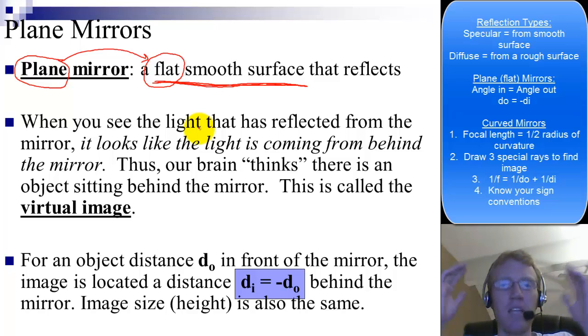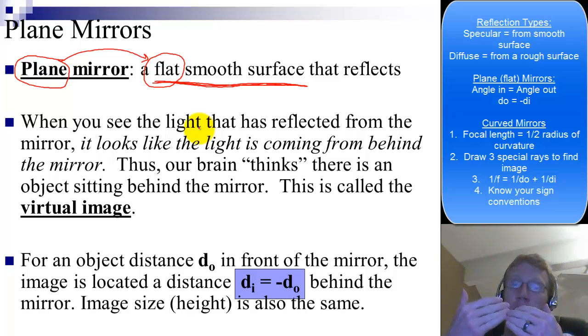But if your mind is not aware that there's actually a mirror there, your mind automatically assumes that the light is coming from beyond, because your mind assumes that light travels in a straight line path. So if you see light coming from your side, you're assuming there's something beyond that it's coming from.